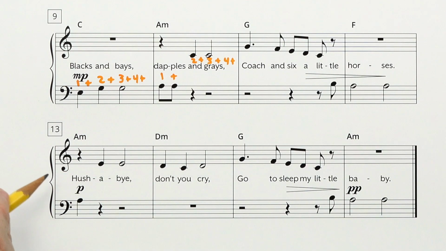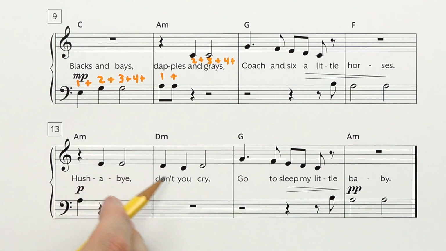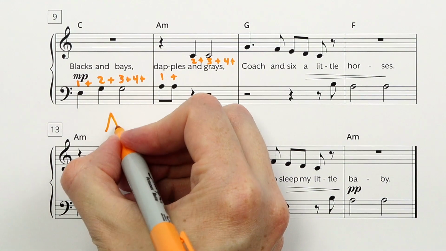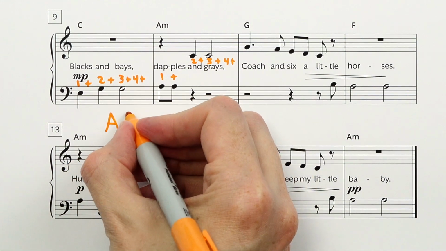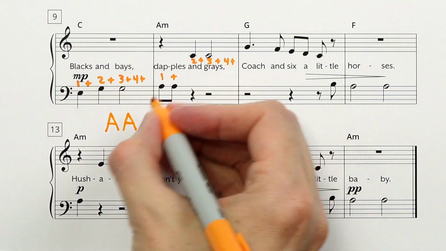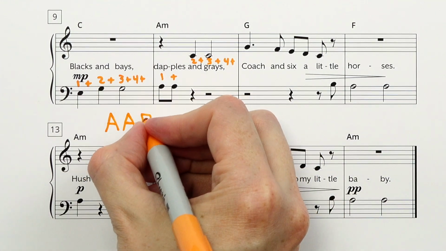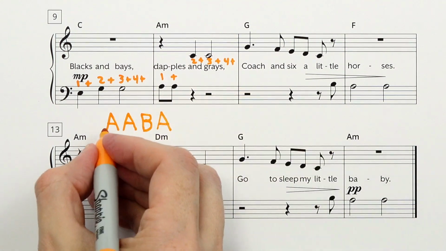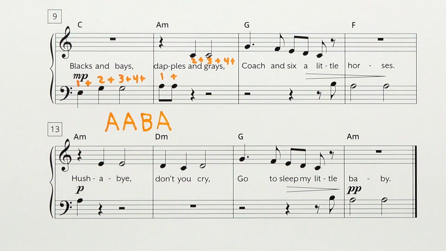Okay, we're ready for line four. Take a look at these notes and tell me if this looks the same or different from something we've seen before. If you said it looks the same as lines one and two, you're correct. So what would the form be for the entire song? Line one and line two were the same we saw. Then on line three, we had a different melody, so we could call that B. And then line four is the same again. So this song is in A, A, B, A form.